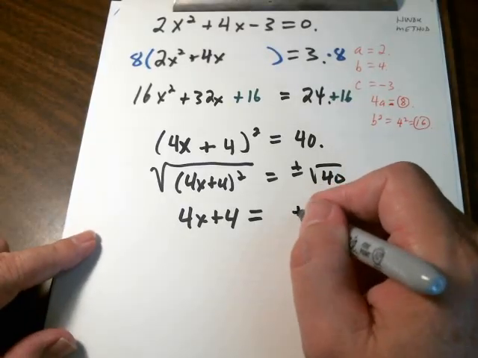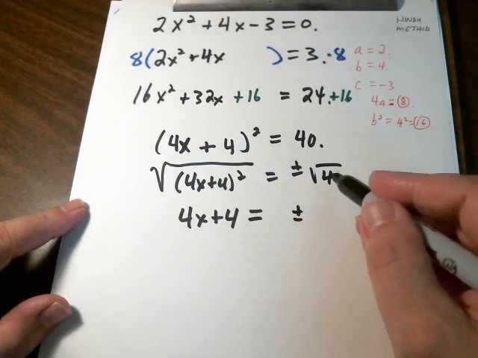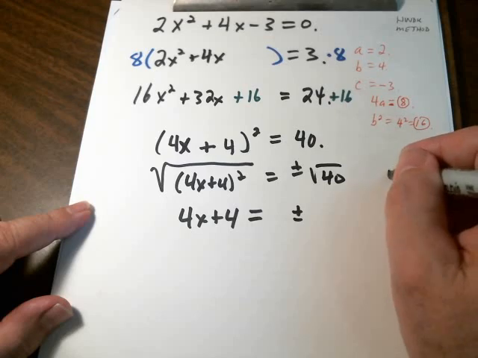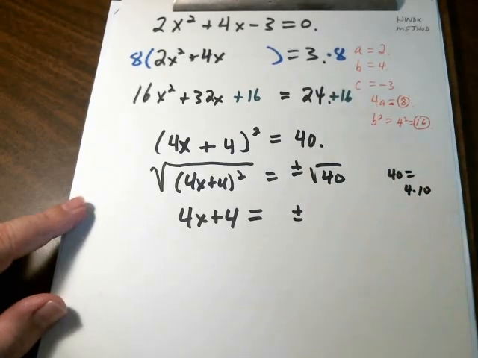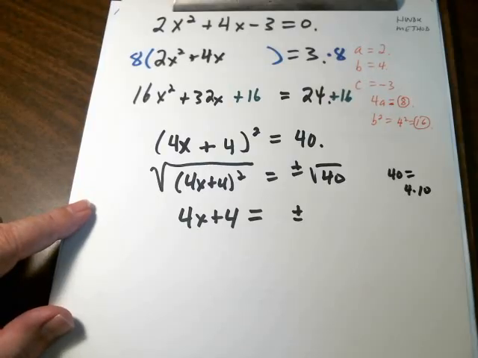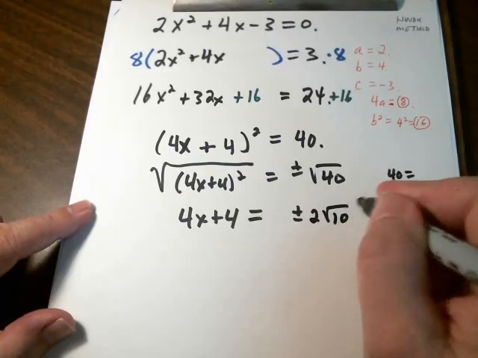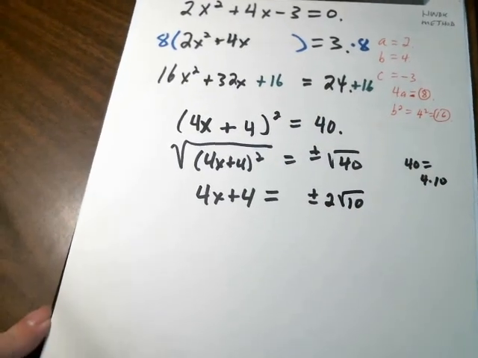Right, on the right side here, we can reduce the radical down. 40 is equal to 4 times 10, and 4 is a perfect square. So if we think about what's the square root of 4, it's 2. Therefore, the reduced radical form of radical 40 is 2 times radical 10.